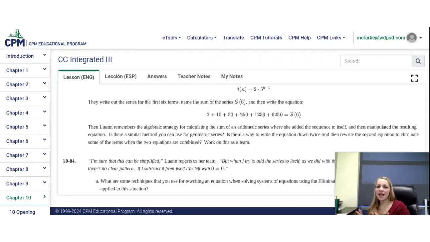And so take 2-3 minutes. Could you figure out, and let's read what she's saying again. She says she remembers the algebraic strategy for calculating the sum of an arithmetic series where she added the sequence onto itself. Okay, so we got to add it onto itself at some point. But then we also need to manipulate the equation so some things are canceling. And so I want us to think back to the lesson introduction where it said, do we know anything about systems of equations? So like ways we can cancel things out. So maybe that gives you some hints as to maybe what we are doing here.